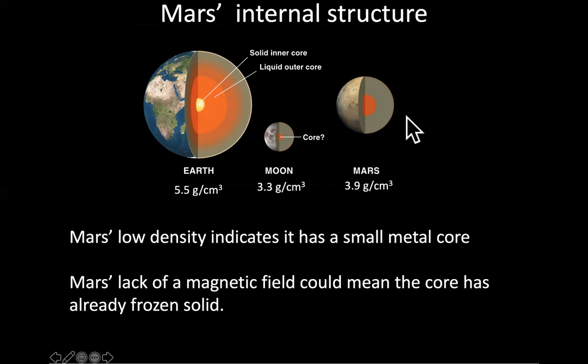Also, Mars doesn't have a magnetic field like Earth. The reason for that is still unclear, but one option is that that might mean there's not a liquid layer there because Mars is smaller, it loses its internal heat more efficiently, so perhaps its interior is frozen or more frozen at least. But we really didn't know.